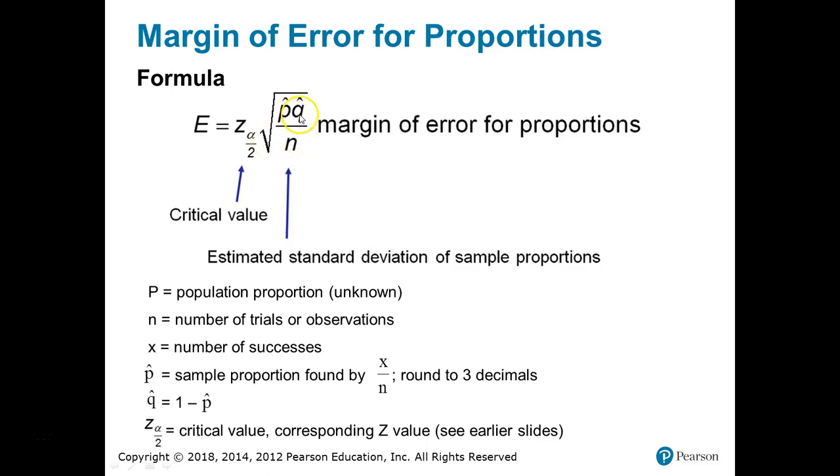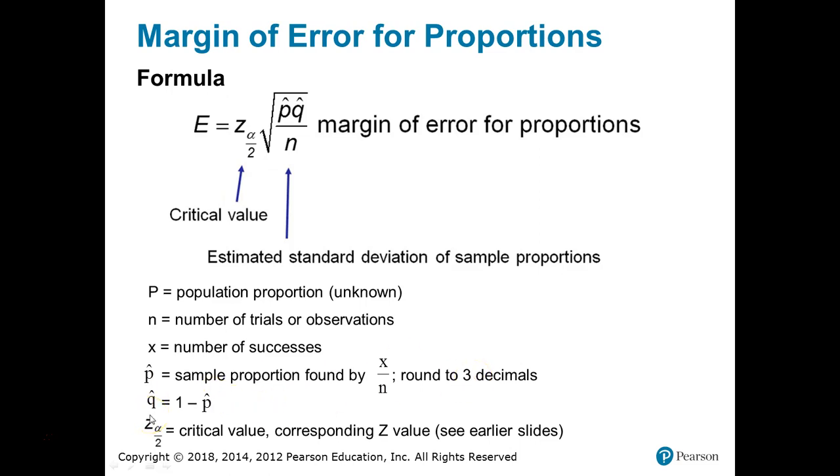What is p hat and what is q hat? Well, let's look at what each of the symbols means. Capital P is the population proportion. We don't know that. Remember, we only know the values of our sample, and we are trying to use our sample to find the population proportion of the overall entire population, everybody. n is the number of trials or observations within your sample. x is the number of successes within your sample. p hat is a sample proportion found by x over n. It's the probability of success, and we round that to 3 decimals.